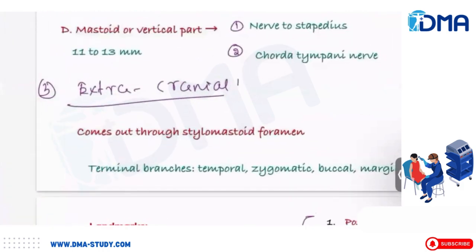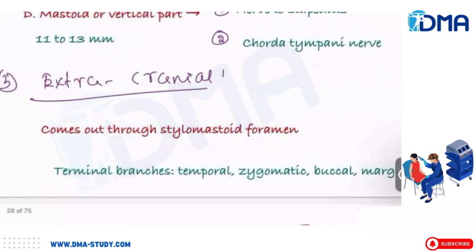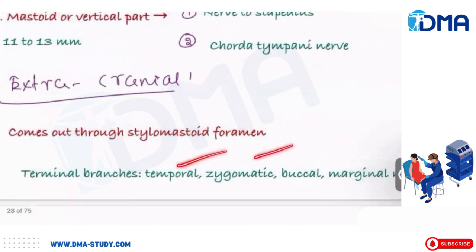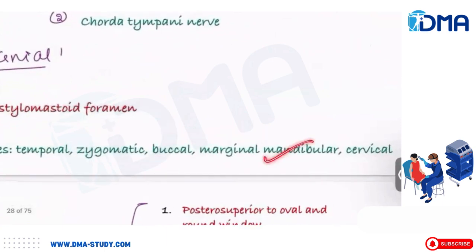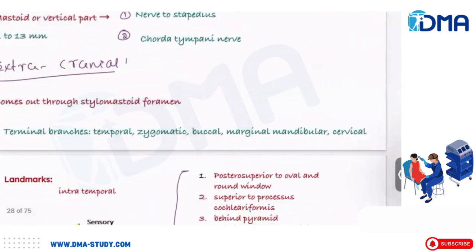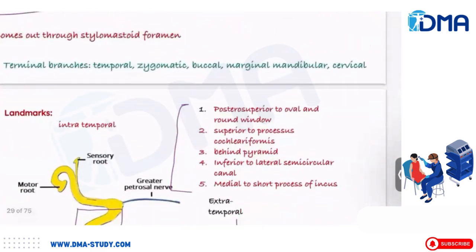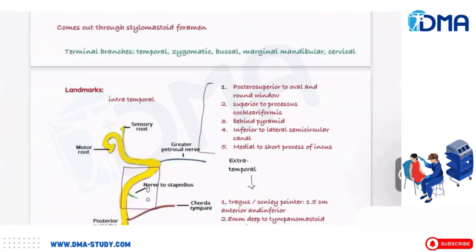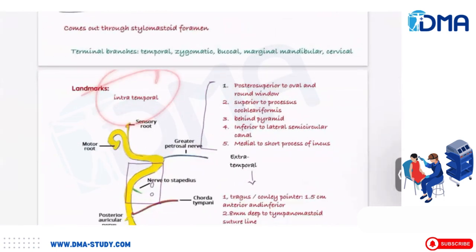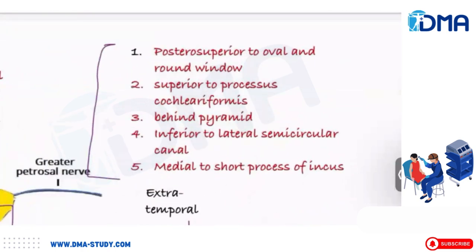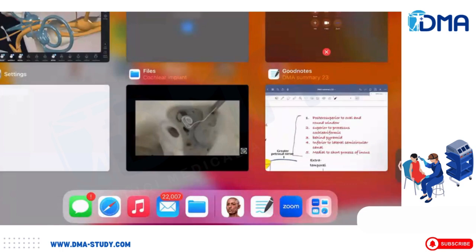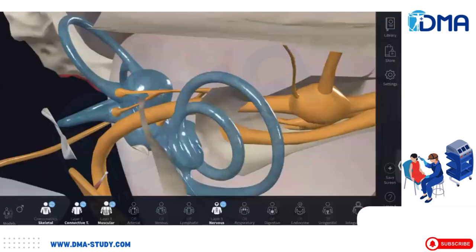Extracranial course, it comes out of the stylomastoid foramen. The terminal branches of the nerve are temporal, zygomatic, buccal, marginal mandibular, and cervical. If the terminal branches are gone, the patient will have muscle palsy of the face. Now the landmarks. Last exam itself, there was a landmark question. We have two landmarks: intratemporal landmark and extratemporal landmark. For the intratemporal landmark, look into the picture I'm talking about. See here, this is the medial wall of the middle ear.